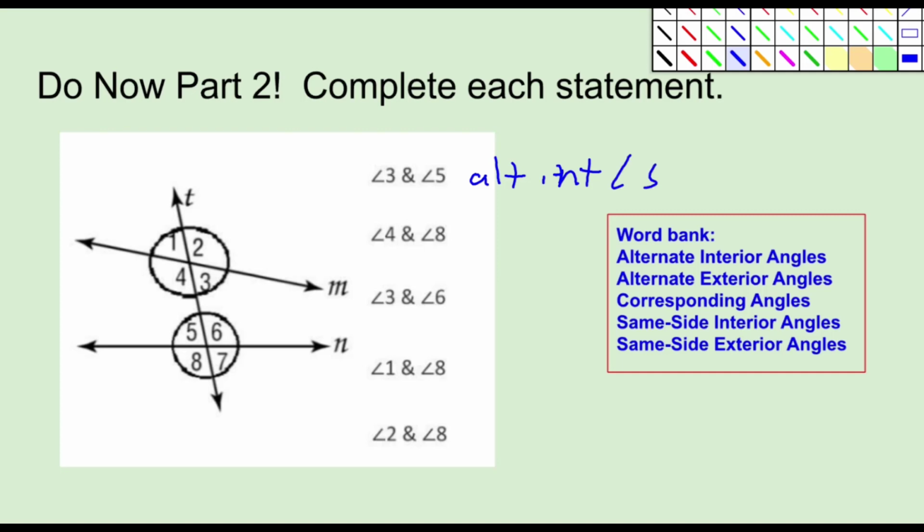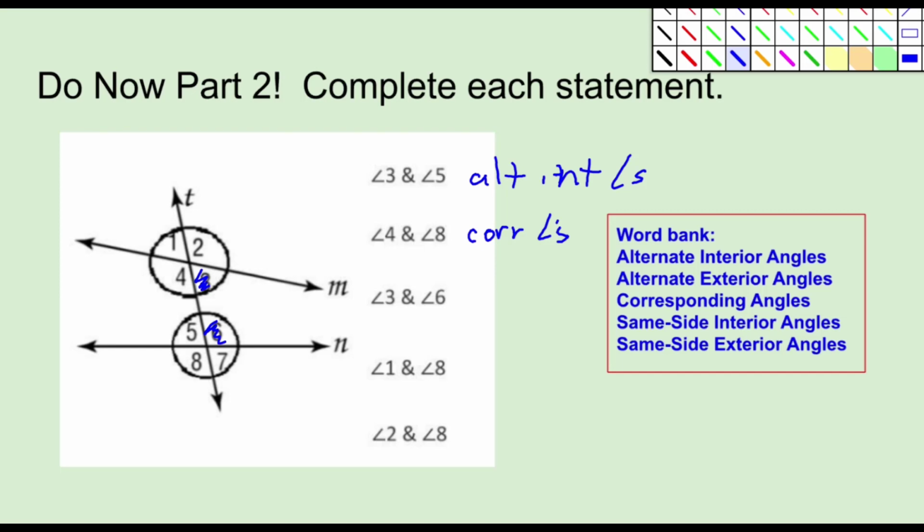All right, what about 4 and 8? Four and 8 should be corresponding angles. So that shouldn't be too bad. Oh, I have to erase it before I write. So this should be corresponding angles. What about 3 and 6? 3 and 6.